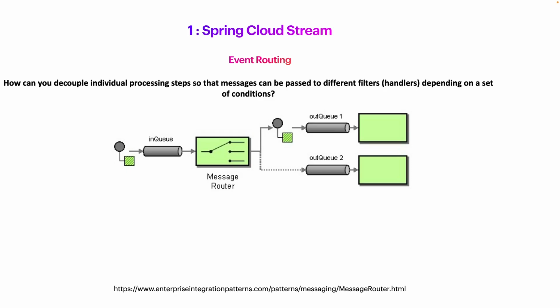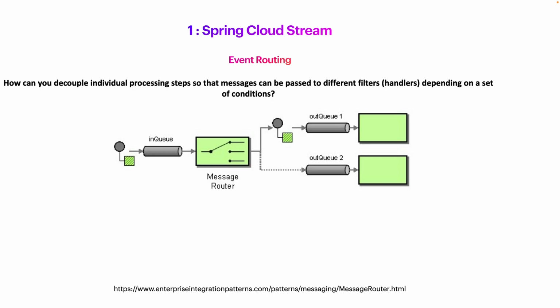Hey guys, welcome back to our series on microservices with event-driven architecture using Spring Cloud Stream with Kafka. In this video, we are going to talk about event routing. Some people call it message routing. For me, I agree, the best term is message routing. So in this video, we are going to talk about this topic.